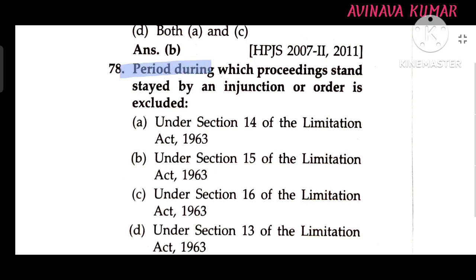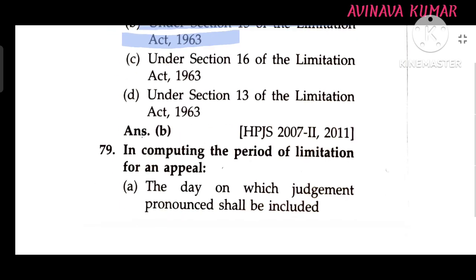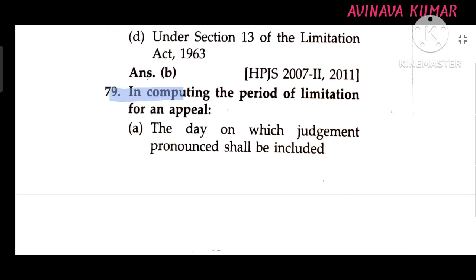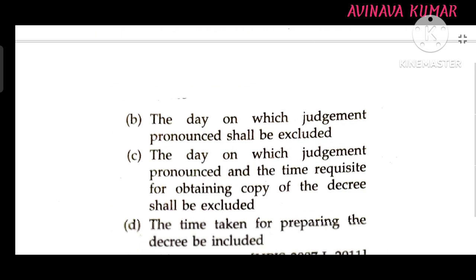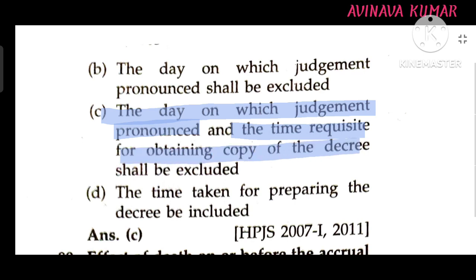The period during which the proceeding is stayed by an injunction or order is excluded under Section 15 of the Limitation Act 1963. In computing the period of limitation for an appeal, the day on which the judgment is pronounced and the time requisite for obtaining the copy of the decree shall be excluded.